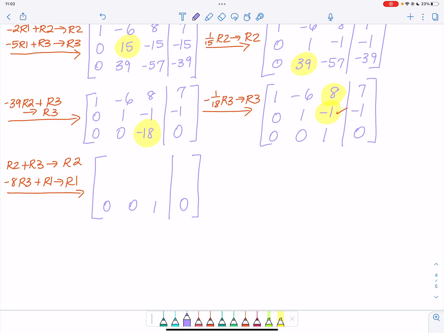And row 2, we're just going to add row 2 and row 3 together. So that, and we're going to replace row 2 with it. So that's a 0, a 1, a 0, and a negative 1. Okay? And now row 1, we're going to take negative 8 times row 3, and we're going to add that to row 1. And so we're going to have a 1, a negative 6, and this is going to give us our 0. And then, of course, you can see we will have a 7.